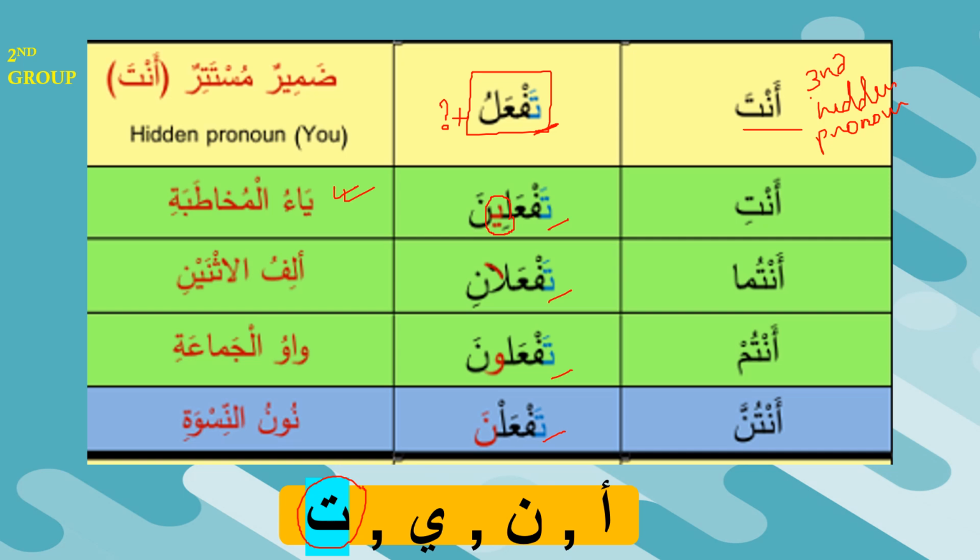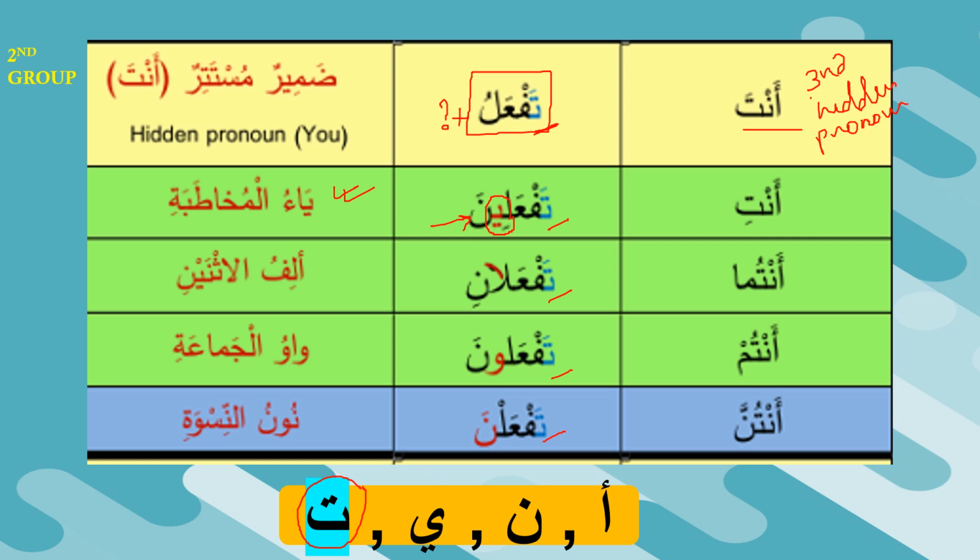So what will you say in your i'rab? The fail is ya mukhatiba. And what about this noon? This is an extra letter and it is called extra noon or noon az-zaida. It does not have any work to play in the i'rab. So we just need not worry about the noon.